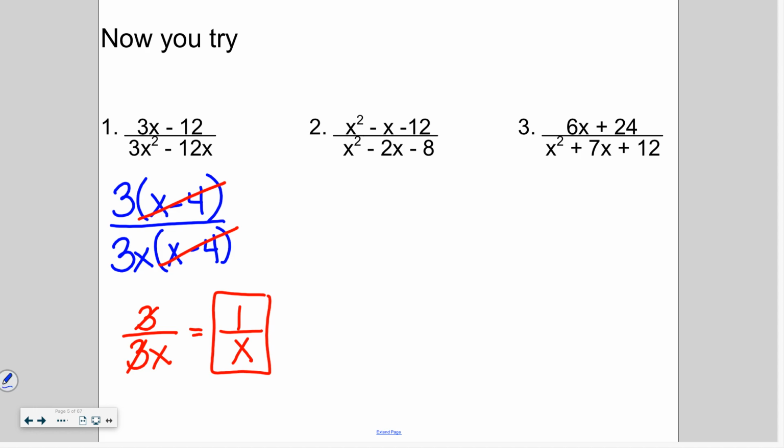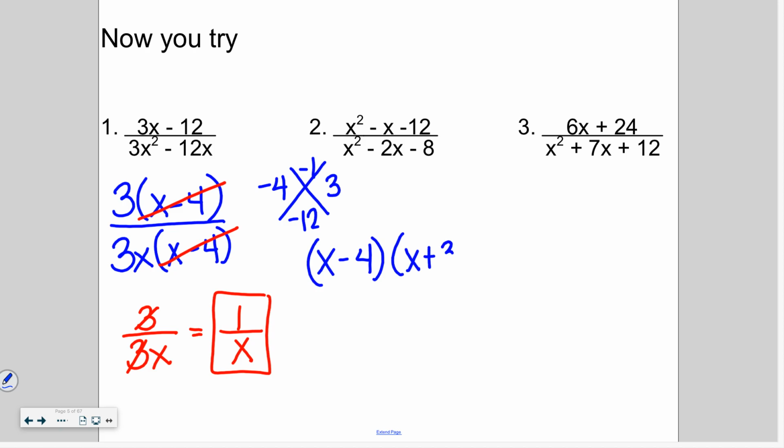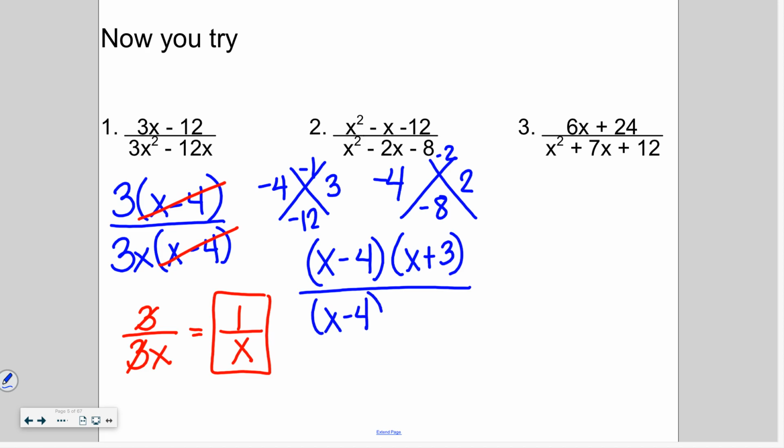All right, if I look at the next one, if I do the x method, I need a negative 12 and a negative 1. That's going to be 4 and 3. The 4 becomes negative, so I have x minus 4 and x plus 3. I'm going to do the same thing with the bottom. Negative 8 and negative 2. 4 and 2. The 4 becomes negative because the 2 is negative. So x minus 4, x plus 2.